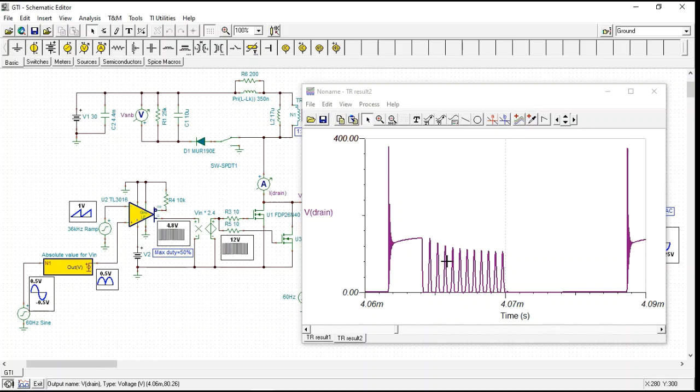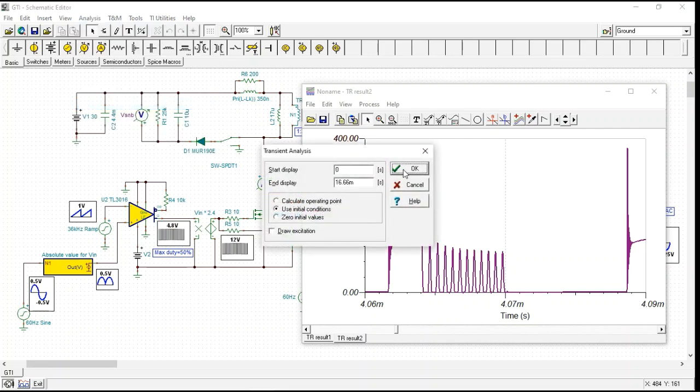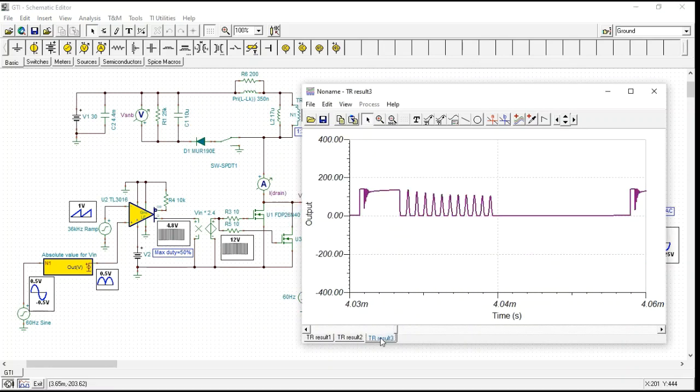So we'll go ahead and run this again, and I'll just speed it up again and we'll go for it. So we're going to run this again with the snubber in. All right.